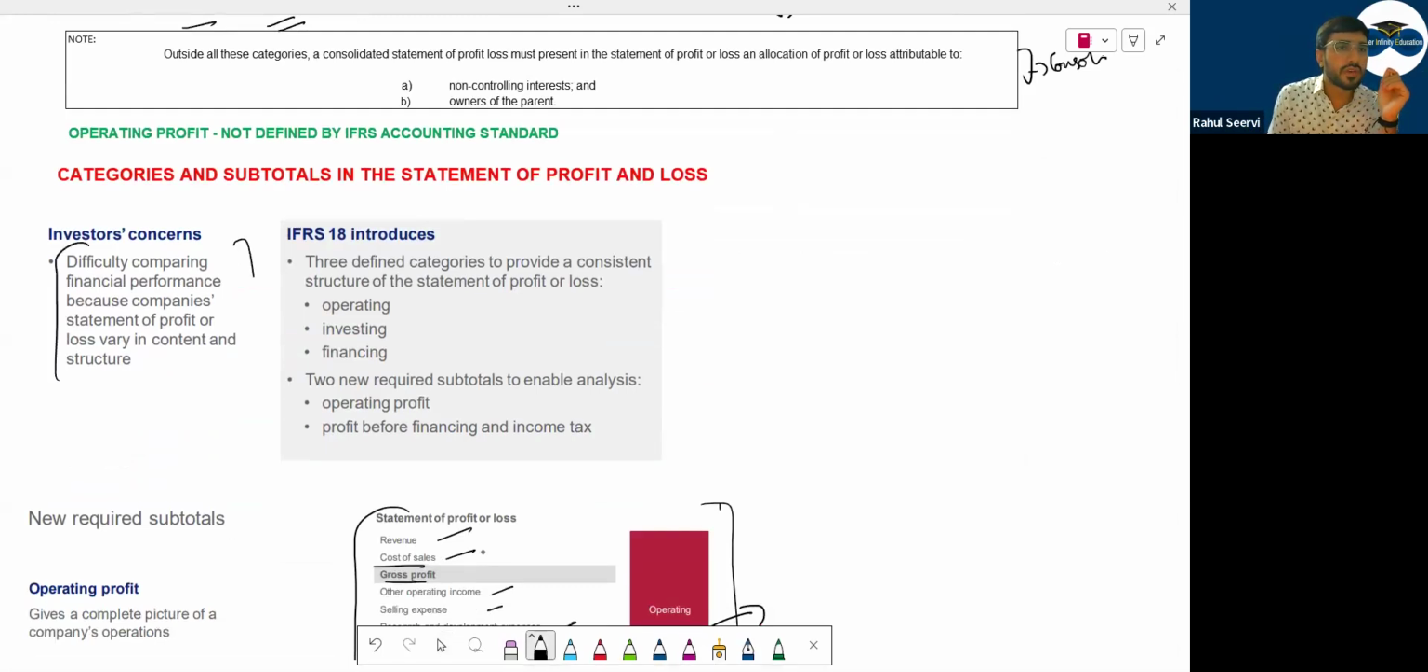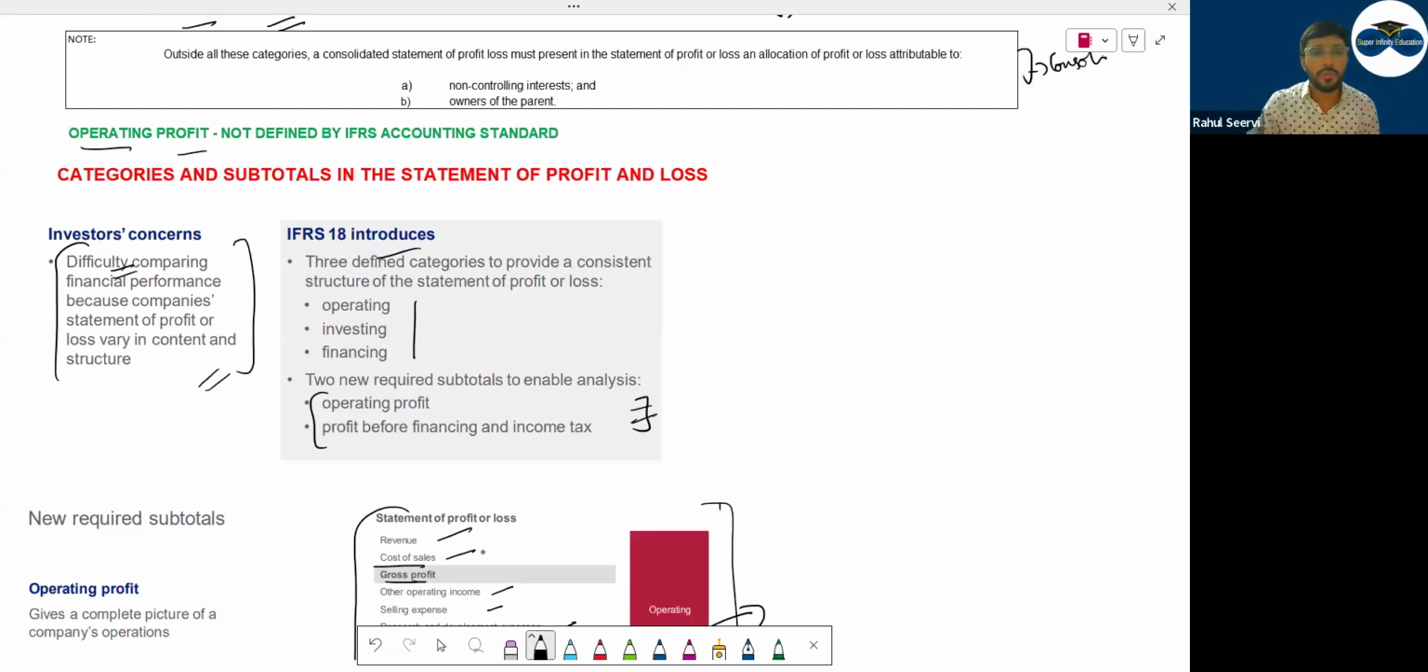Why these categories? Because it was difficult for the investors to confirm. I have written here, operating profit was not defined by IFRS or any accounting standard. Now there is IFRS 18 which defines it. Because it was difficult for the shareholders or the stakeholders to compare the operating profit of one company and another company, that is the reason this has been introduced.